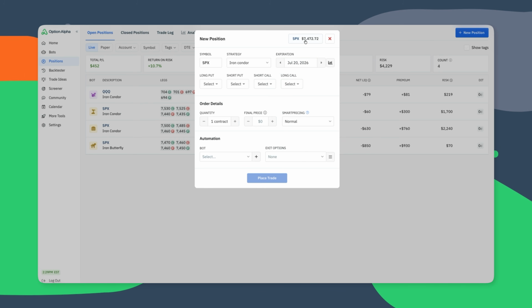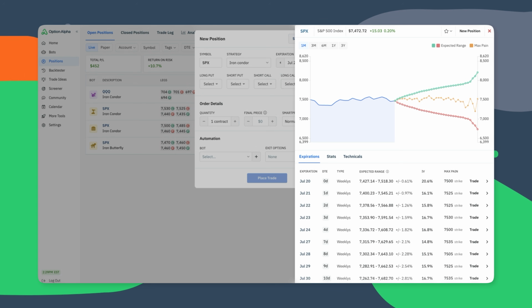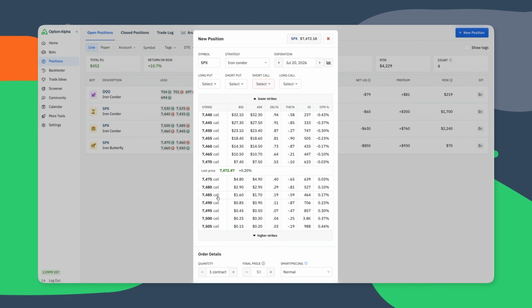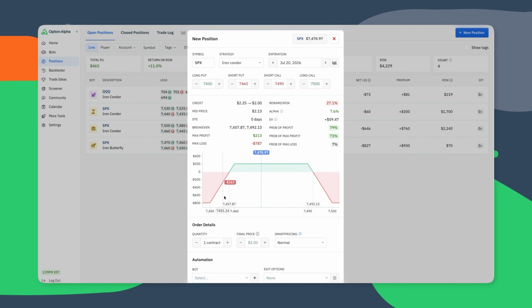SPX is trading at this price. Let's say I do not have a strong bullish or bearish opinion. I don't want to predict a big move. So my assumption is I think SPX can stay within a range. Now I could look at an iron condor. I would choose this expiration, then I would sell a call spread above the current price and sell a put spread below the current price.